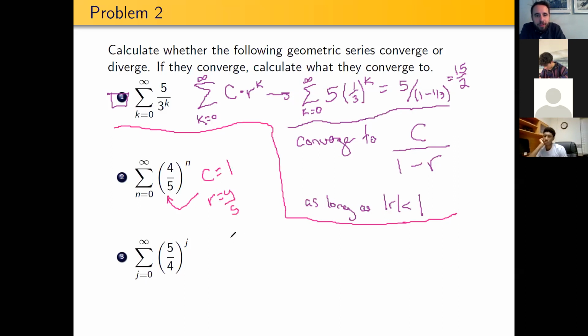And so this will converge to 1 over 1 minus 4/5. That's 1 over 1/5, and 1 over 1/5 is just equal to 5. So that one will ultimately converge.